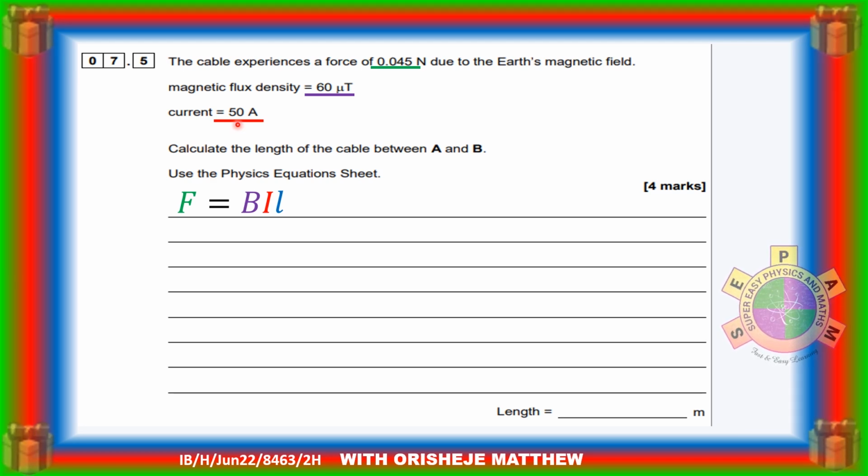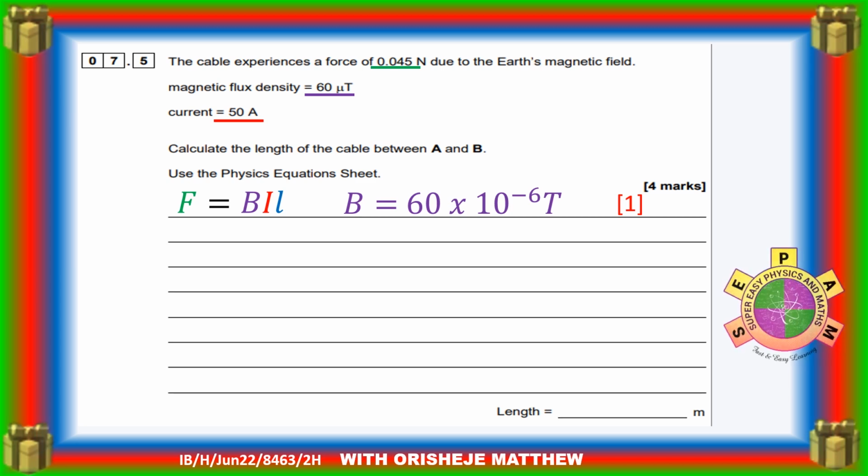But one thing you need to know is that we have a small value in the unit, which is the magnetic flux density. We have to convert it. Micro means you have to divide by 1 million. So that gives us 60 times 10 raised to power negative 6, to remove that micro before you carry out your substitution. So let's substitute the values. We have that.